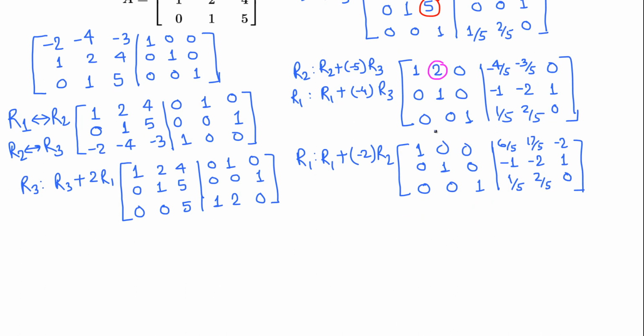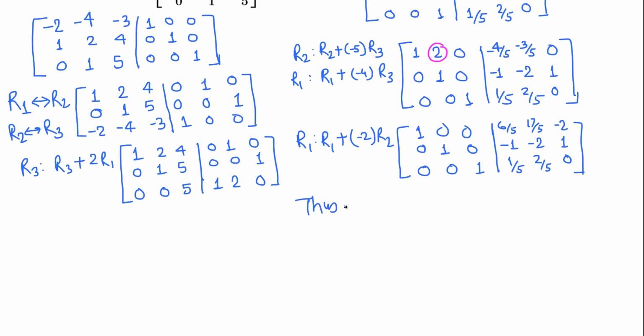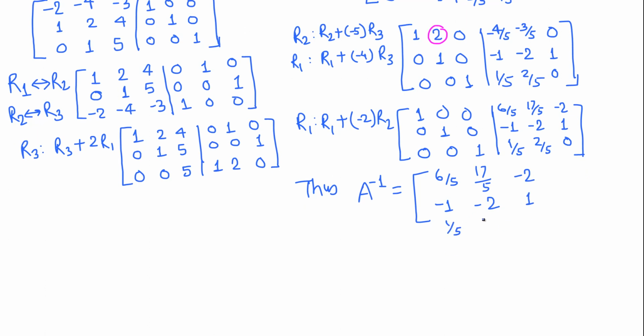Okay, so we converted the given matrix into I3. So this will be A inverse. Thus A inverse is this: 6 over 5, 17 over 5, negative 2, negative 1, negative 2, 1, and here is 1 over 5, 2 over 5, 0. Okay, and that's the final answer.